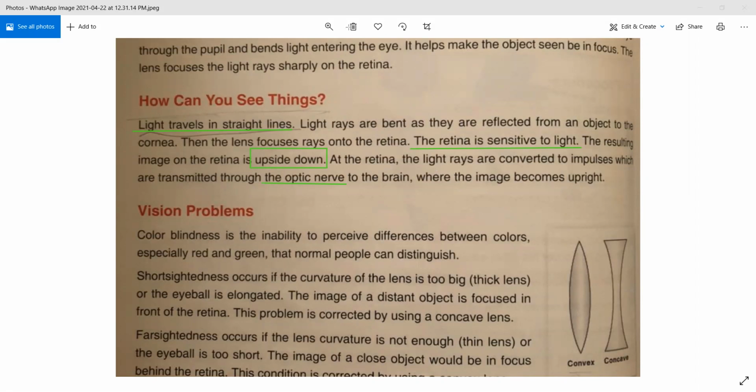Now, color blindness. When people can't see colors the proper way, they can't distinguish colors. Vision problems: color blindness, short sightedness, and far sightedness. And how do we fix them? We fix short sightedness with, sorry, not with a thick lens, with a concave lens, and far sightedness with a convex lens.